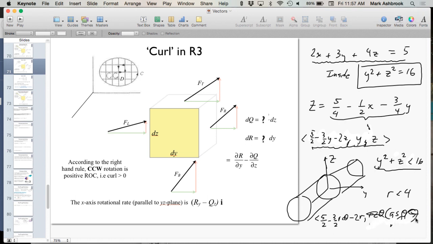Did you specify theta from 0 to 2 pi? Yes, exactly. So r is between 0 and 4, and theta is from 0 to 2 pi. Does it have to be strictly less than, or does it not matter that much? Well, if it says strictly inside, then that would not include the actual boundary. So then that would be strictly less than.